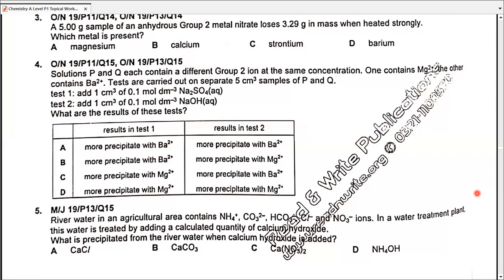Just a second. I don't think it's C. Just a second. More precipitate with Mg2+. No. Think again. It's not C.